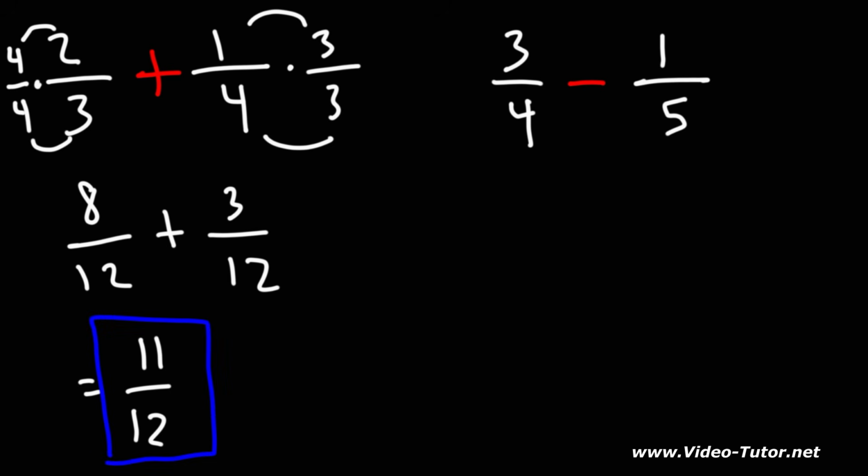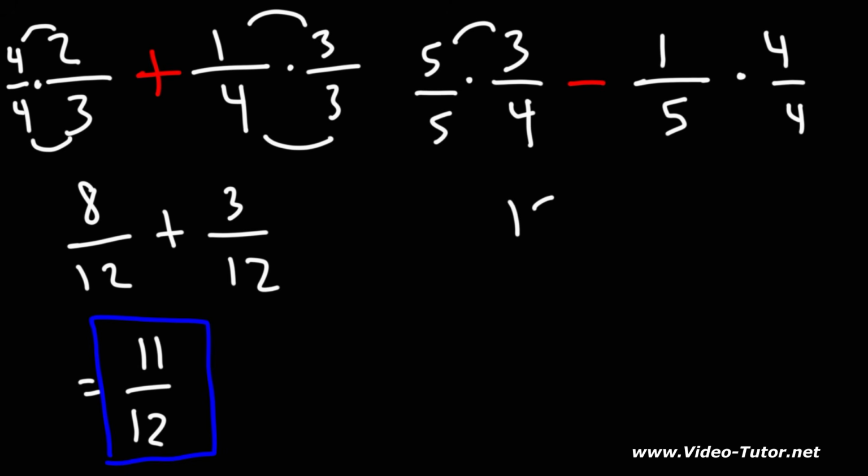Now let's do something similar for the second. Let's multiply the first fraction using the denominator of the second. So we're going to multiply the first fraction by 5 over 5. And the second fraction, we're going to multiply using the denominator of the first. So we're going to multiply it by 4 over 4.